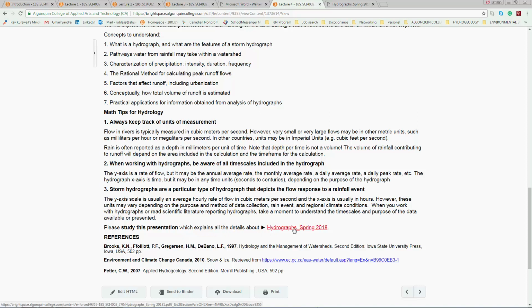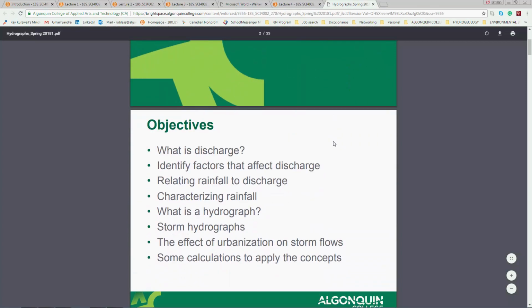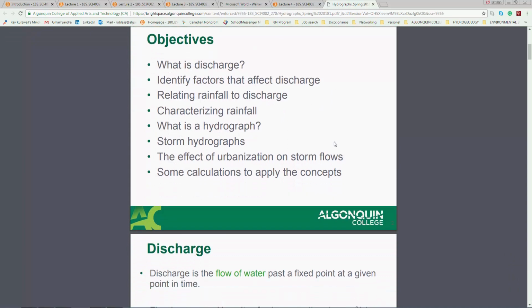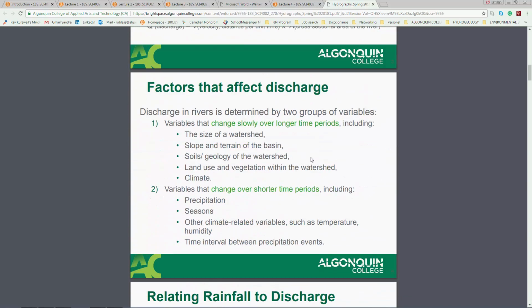So please click on these hydrographs, and here you will find all the basic information that we need to calculate that. What is discharge? Please keep in mind the definition, review these units, and the factors that affect discharge. What is the difference in a very slow change? Which factors imply that there is a change in the long term?